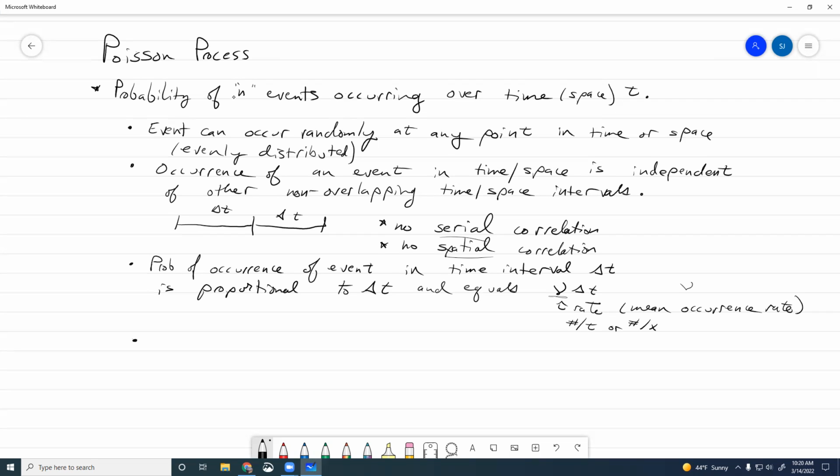All right, and then the last thing I'll say is the probability of occurrence of two or more events within this time interval delta t is negligible for small delta t.